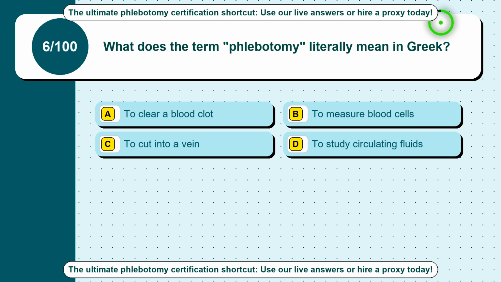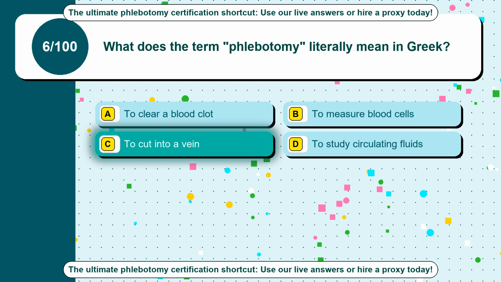Question 6. What does the term phlebotomy literally mean in Greek? Option A. To clear a blood clot. Option B. To measure blood cells. Option C. To cut into a vein. Option D. To study circulating fluids. The correct answer is option C.